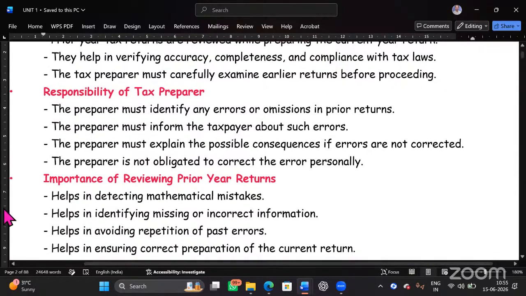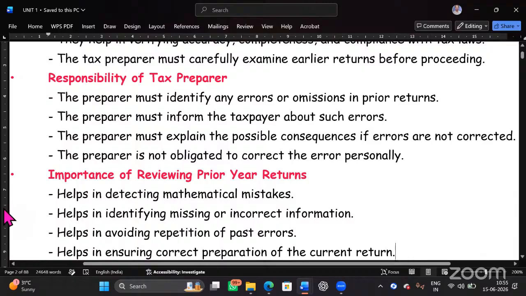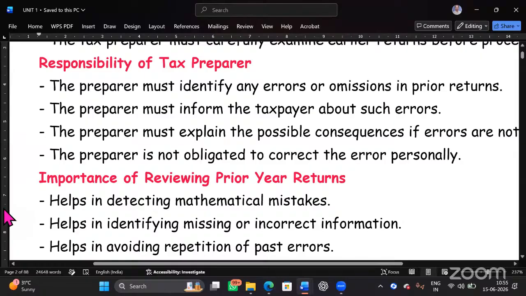So the preparer's responsibility is to identify the error from the last year return, communicate that error information to the taxpayer, asking the taxpayer to change that, rectify that error. Very, very important point. The preparer is not obligated to correct that error. It is the responsibility of the taxpayer.